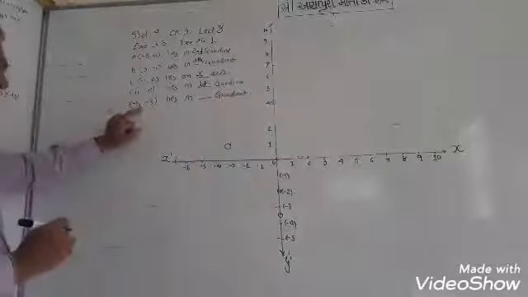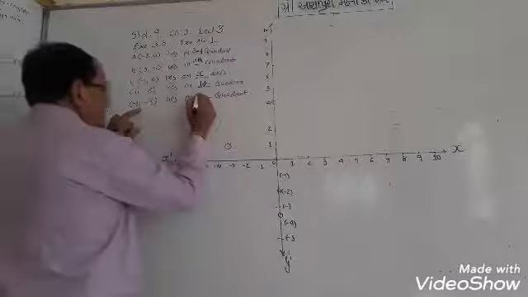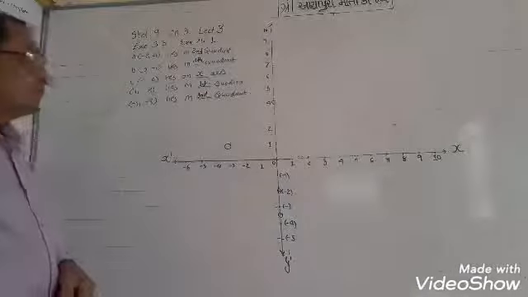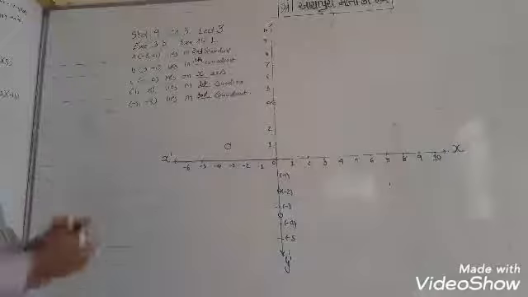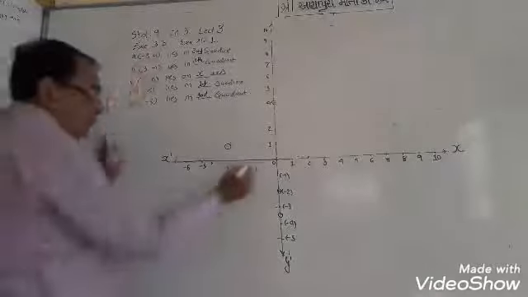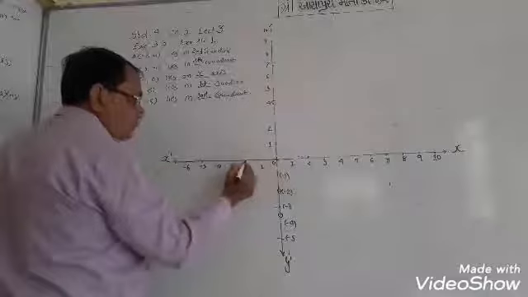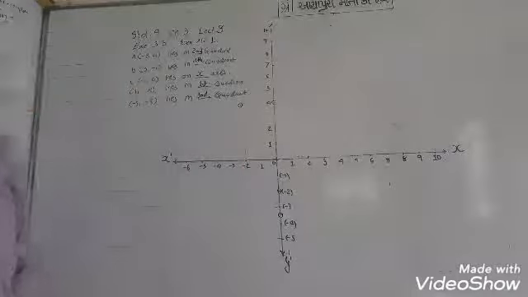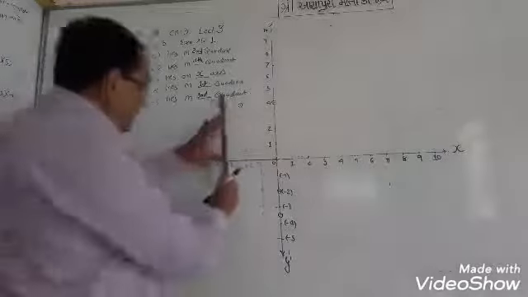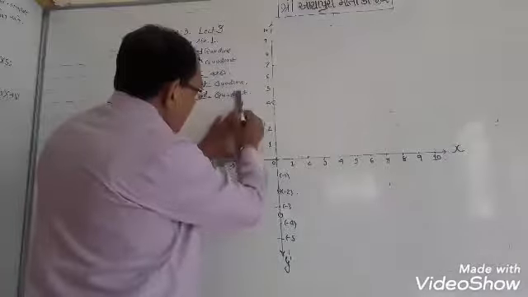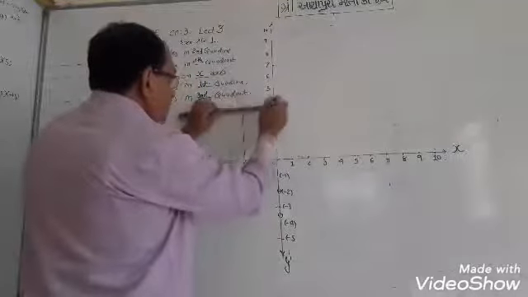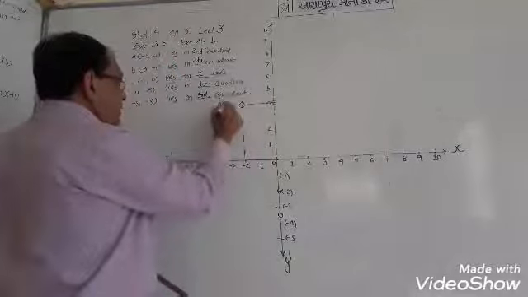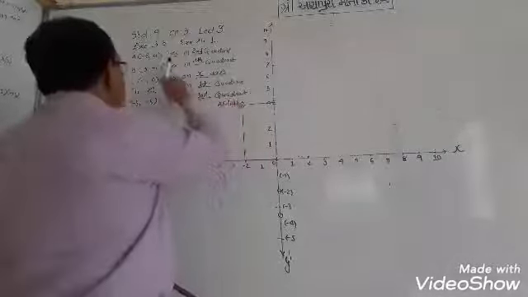-3 and -5, third quadrant. Okay, third quadrant. Now you have to verify this one. Locate exactly -2 and 4. That is your -2 and that is your 4. Get it? -2, 4.